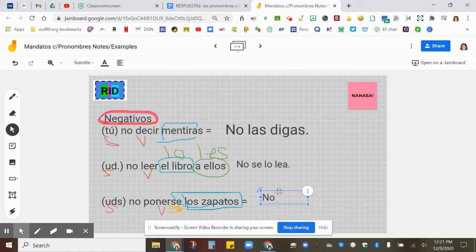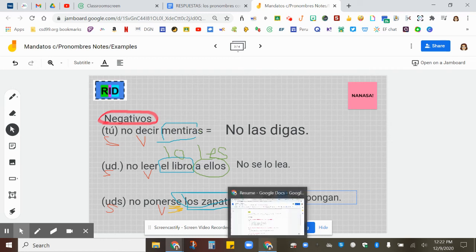No, for negative commands. Now I need my pronouns before I can even get into any verb conjugations. So before I can do anything with poner, I've got to take my RID rule. First, I'm going to put se as my reflexive pronoun for my subject ustedes. Then I add los for los zapatos. Now I yo drop swap. No se los pongan. Don't put them, the shoes, on yourselves. No se los pongan.